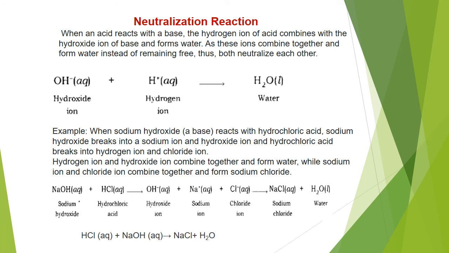We can understand the reaction by taking the example of HCl and NaOH. NaOH produces Na+ and OH- ions. HCl produces Cl- and H+ ions. Now H+ and OH- combine to form water, and Na+ and Cl- form NaCl.